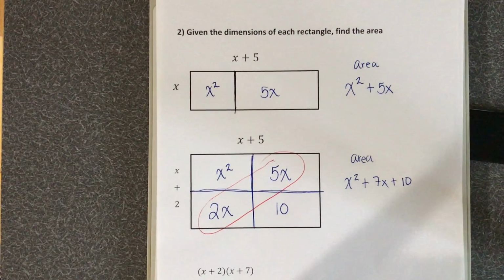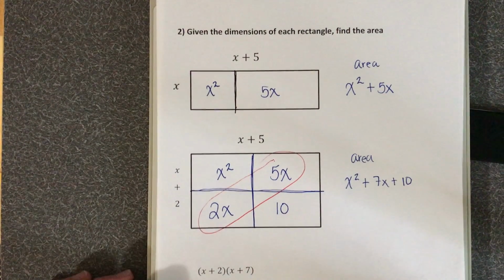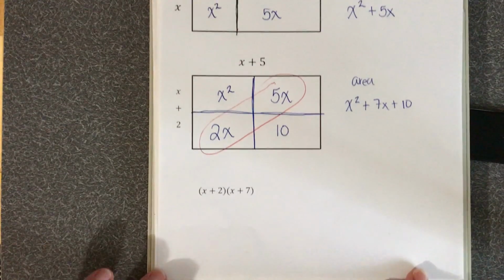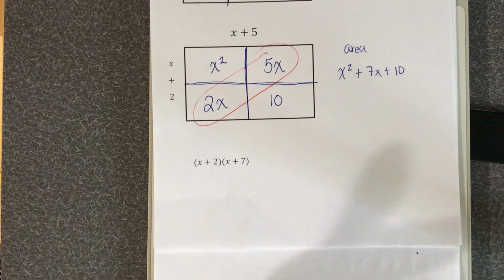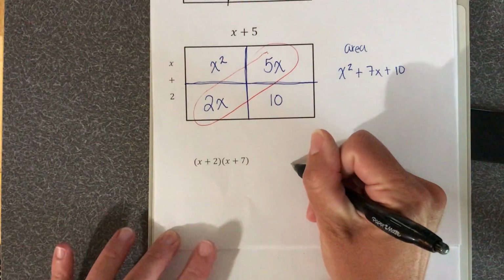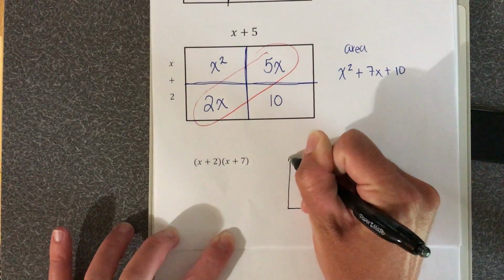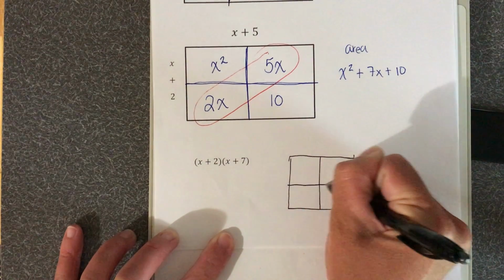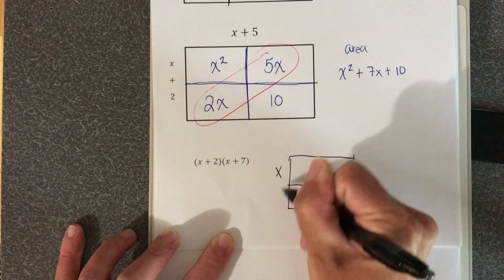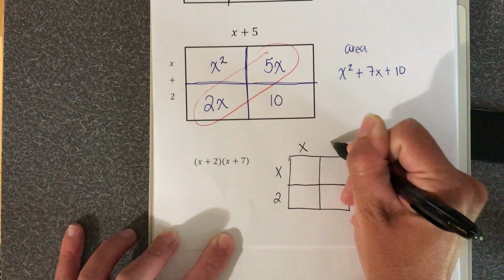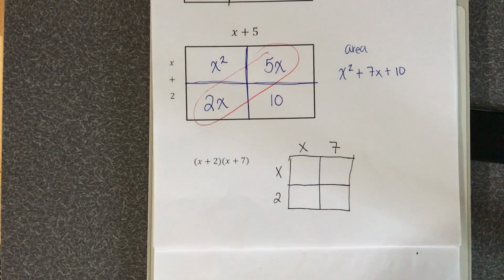Now we're going to do the exact same thing again, only this time we don't have the picture set up. We've got to create our own picture. So I need to find the area of this rectangle having dimensions of x plus 2 by x plus 7. So I'm going to set up a box. Because it's 2 by 2, the size of my box also needs to be 2 by 2. I'm going to put the x and the 2 here, and the x and the 7 here. And now I'm going to find the area of each of these boxes.